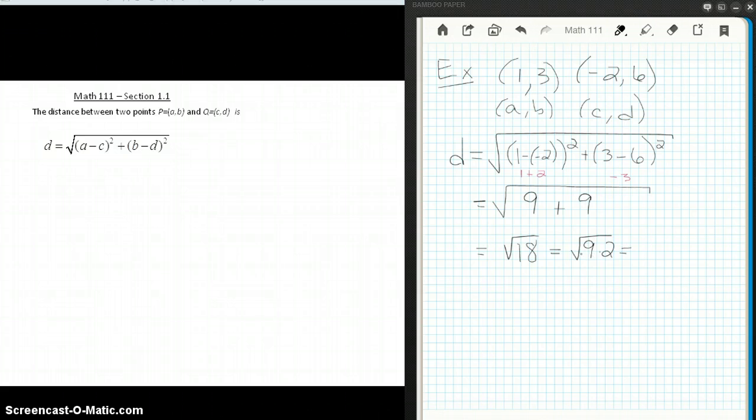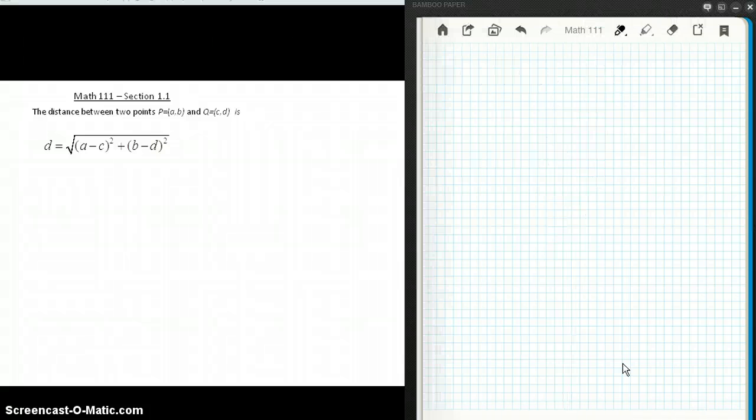9 is a perfect square. It comes out as a 3. So this is 3 square roots of 2. Okay, and that's the distance between these 2 points if you connected them with a straight line. Good. All right, well, let's move on to our next topic for this video, our second topic.